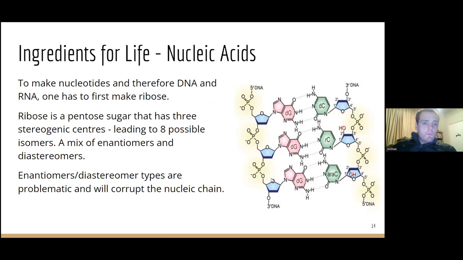Now, in order to make nucleotides and therefore DNA and RNA, one first has to make the ribose. Ribose is a pentose sugar that has three possible stereogenic centers leading to eight possible isomers, a mix of enantiomers and diastereomers. The mix of these is basically problematic within the DNA, so they have to be made carefully.